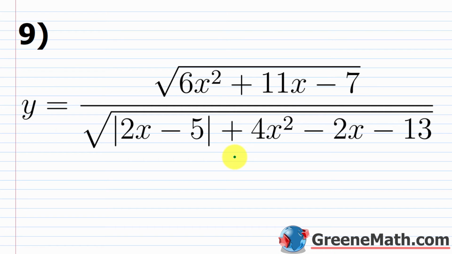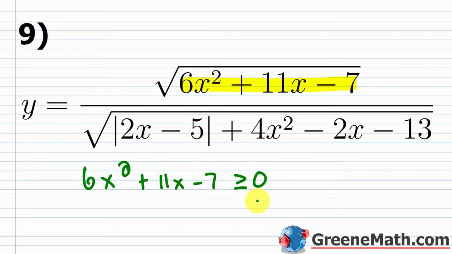All right, let's take a look at problem 9. I'll just tell you in advance, this is the most tedious problem in this practice test. We have y equals the square root of 6x squared plus 11x minus 7, over the square root of the absolute value of 2x minus 5, plus 4x squared minus 2x minus 13. So we have two things to consider. First, in the numerator, the radicand for this square root needs to be non-negative. In other words, we need to solve 6x squared plus 11x minus 7 is greater than or equal to 0. So that's the first thing we need to do.